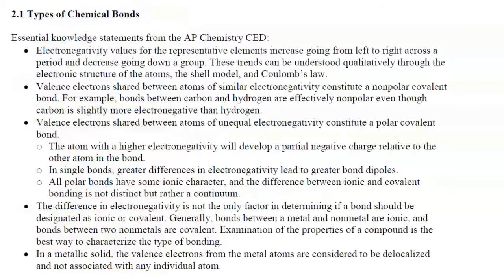Topic 2.1, Types of Chemical Bonds. Here are some essential knowledge statements from the AP Chemistry course and exam description. Electronegativity values for the representative elements increase going from left to right across a period and decrease going down a group. These trends can be understood qualitatively through the electronic structure of the atoms, the shell model, and Coulomb's law.